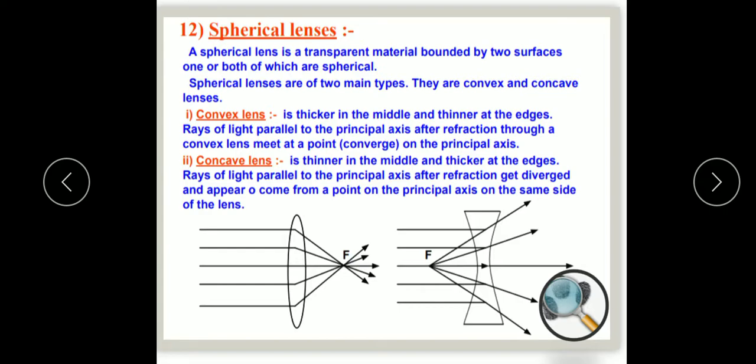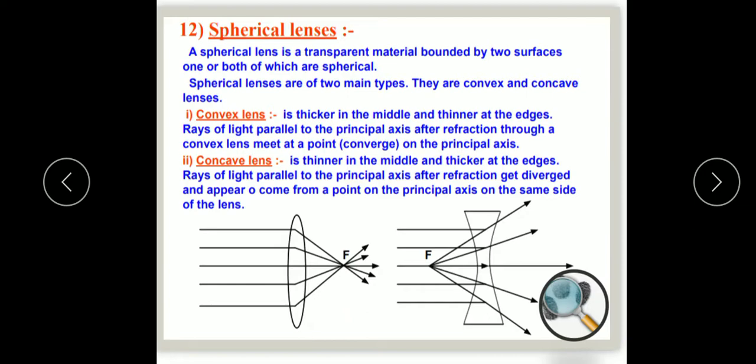A convex lens is thicker in the middle and thinner at the edges. It is also called a converging lens because the rays of light parallel to the principal axis, after refraction through the convex lens, converge or meet at a point on the principal axis. That's why it is called a converging lens. A double convex lens is simply called a convex lens. This is a double convex lens.